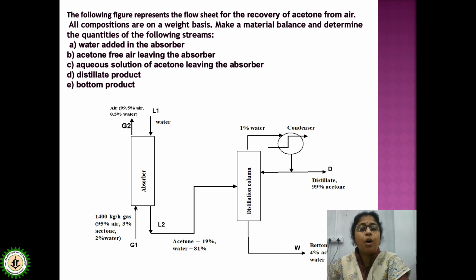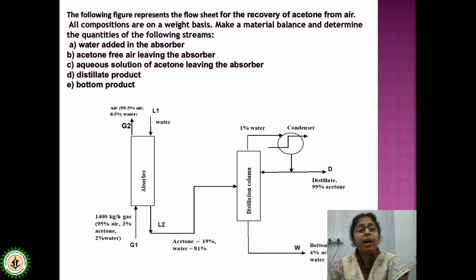So let's discuss how to solve for all the unknown parameters. First, the question asked here, water added in the absorber. That means what is the value of L1? It has to be calculated. Next question is acetone free air leaving the absorber. That means what is the amount of G2? Next, aqueous solution of acetone leaving the absorber, that is L2. Distillate product, that is D, and bottom product, that means what is the value of W.